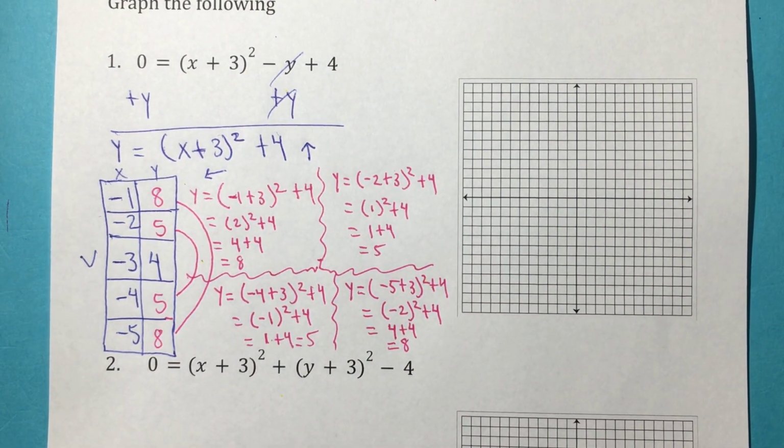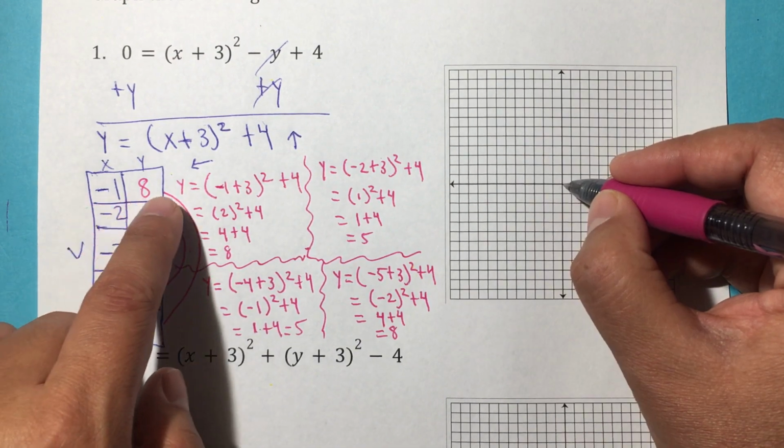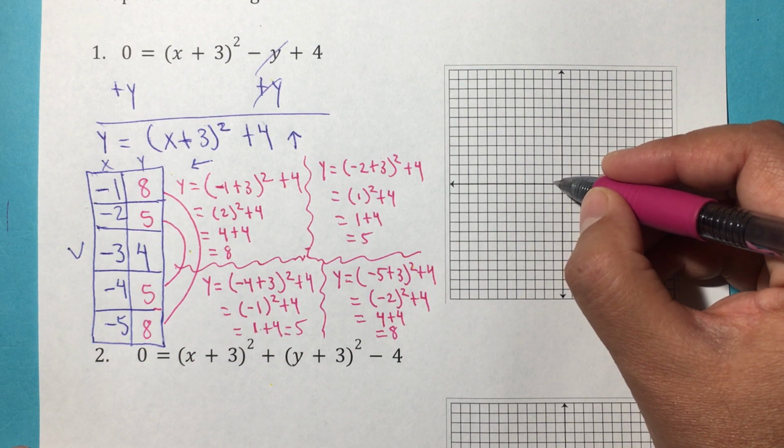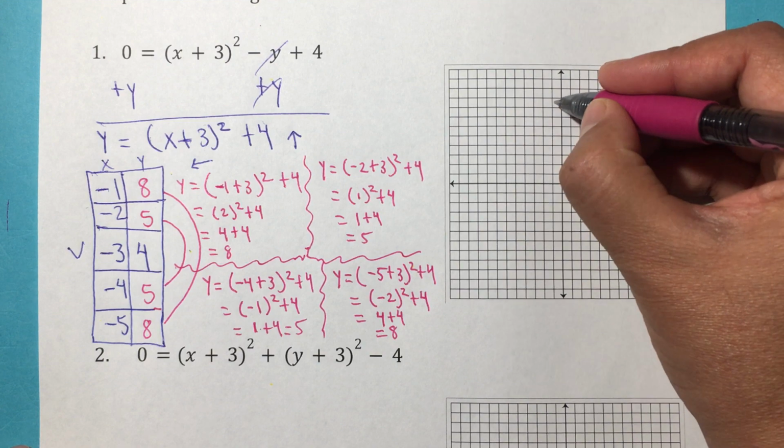So that's our values. I'm going to graph the values, and I'm not going to graph the mother graph so that you can see. Negative 1, positive 8. 1, 2, 3, 4, 5, 6, 7, 8 is right there.